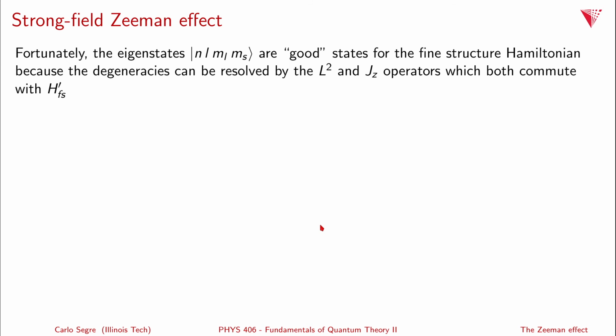So fortunately, these states, the ones with good quantum numbers n, L, M sub L, and M sub S, are good states for the fine structure Hamiltonian, because the degeneracies can be resolved by the L squared and J sub Z operators, which both commute with the fine structure Hamiltonian. So L squared resolves states of different values of L. If you have different values of L but degenerate energies in the Zeeman effect, then L squared will resolve this.